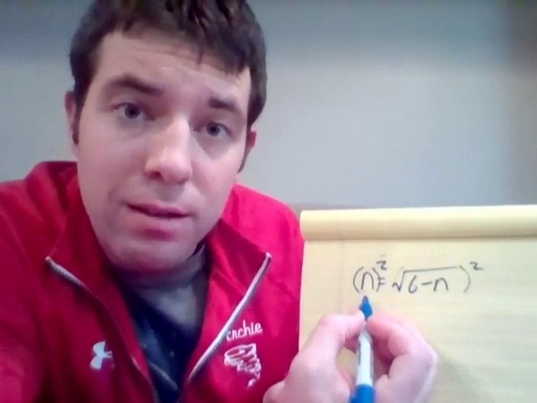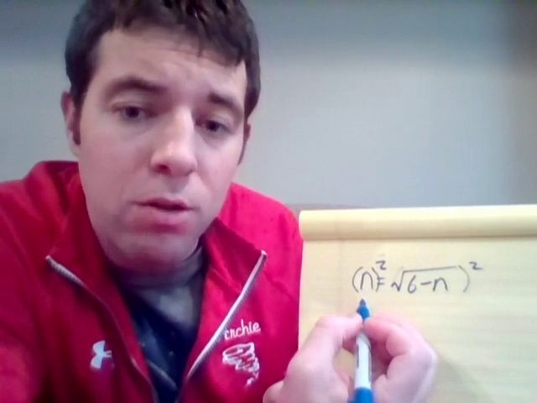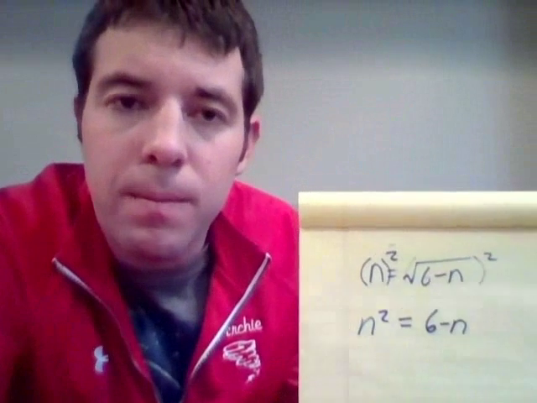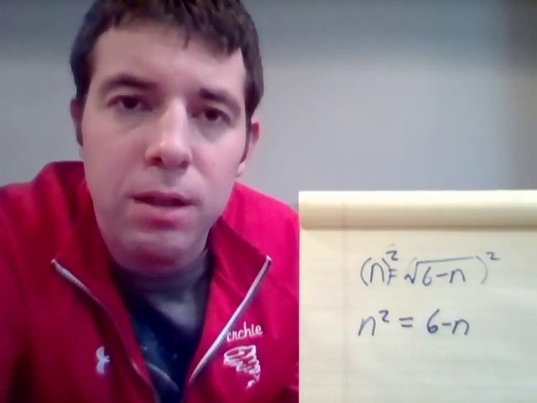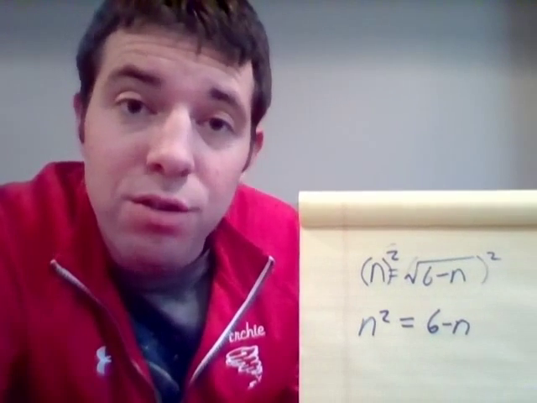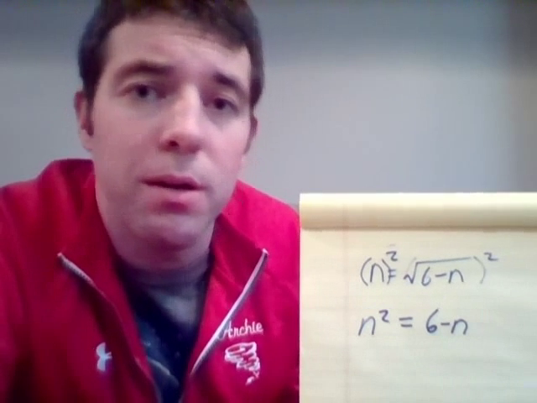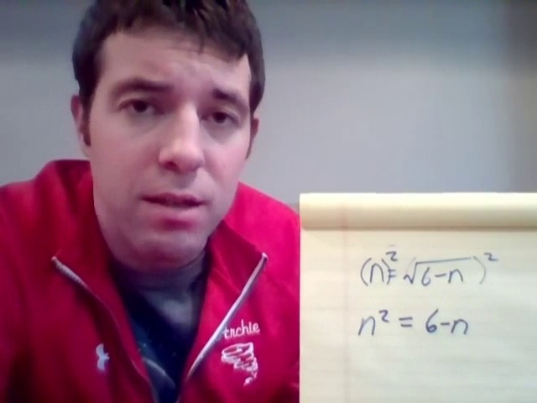Here, however, how this is different is this is now going to be an n squared. And so you'll have n squared on the left side of your equation, and you'll have 6 minus n on your right side of the equation. Now, I can't just solve for n now because n squared and n aren't like terms. I can't just isolate the variable.